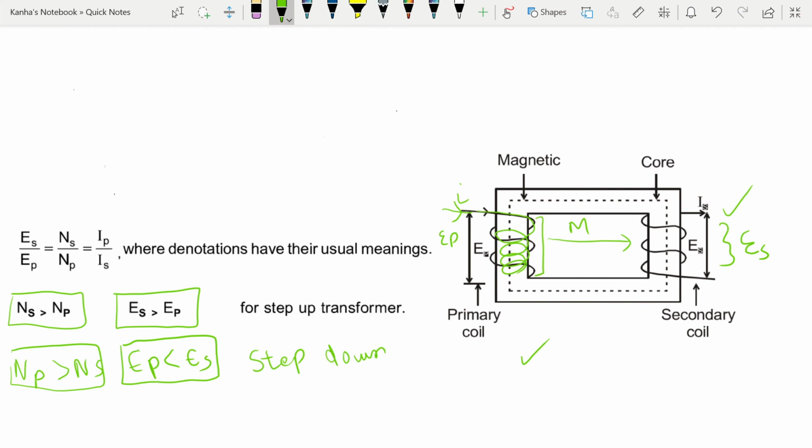But during the working you should always remember that Es by Ep is equal to Ns by Np is equal to Ip by Is. So this takes care of the different kinds of currents that will be induced. How do you change the number of turns and get a desired value of current as the output? So this relation, which I'll mark as 1, will take care of everything that is there.